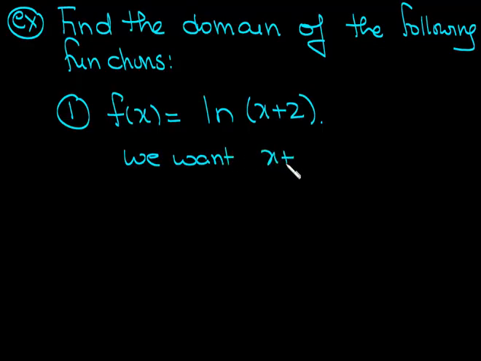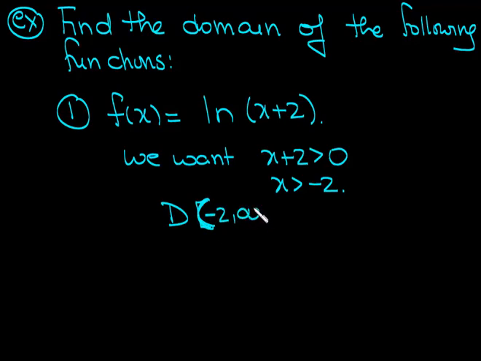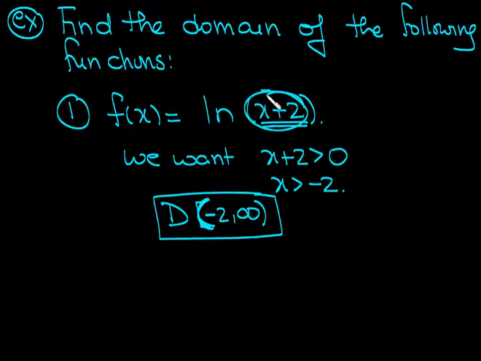We want x plus 2 to be greater than 0. So we want x to be greater than negative 2. So the domain is all numbers greater than negative 2, not including negative 2, because it's just greater than negative 2. So this time we're not excluding numbers, we're trying to figure out which ones to keep. Because we can't take logs of negative numbers, we want this to be positive, so we set it greater than 0, and then we get x is greater than negative 2.